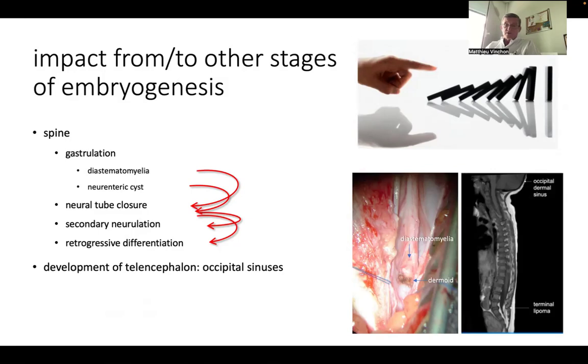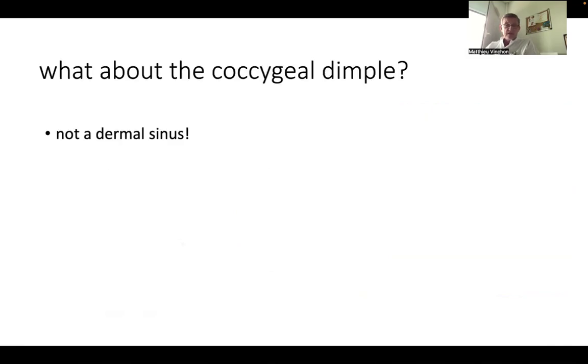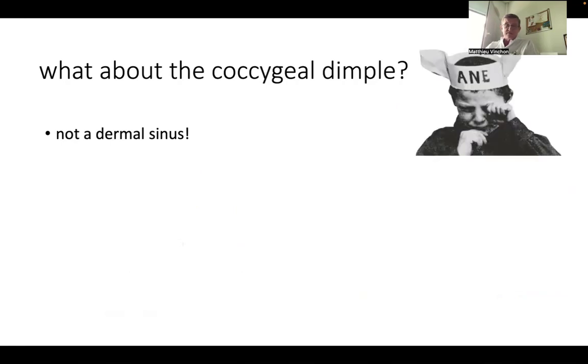Then you have other processes like the development of the telencephalon, which will impact the occipital sinuses that we are going to see next, and the facial buds and the placodes, which will interfere with the presence of facial sinuses. So first, the spinal dermal sinuses, which lead to this caricatural faun tail. So what about the coccygeal dimple? It is not a dermal sinus. The gluteal fold is normal.